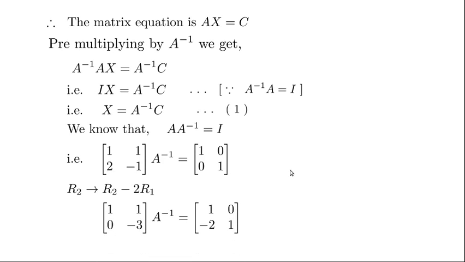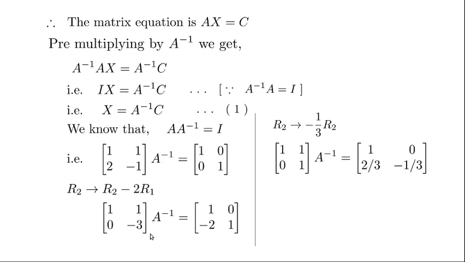So that gives 0 minus 3 in the second row, and the same operation is done in the right hand side also. That gives you minus 2, 1. Now to make this minus 3 as 1, we have to divide by minus 3. R2 is divided by minus 3. So R2 changes to minus 1 by 3 R2.